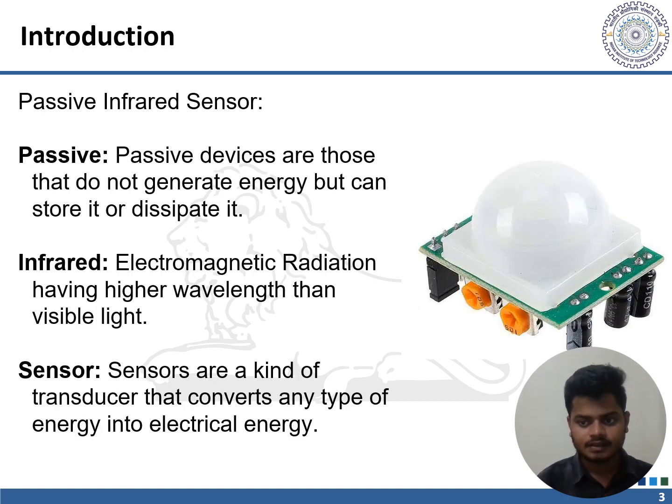PIR sensor means passive infrared sensor. So now we see the meaning of passive infrared sensor. So passive means it is a passive transducer. So it will not generate any energy, but it will use energy to generate the signals. Like in case of PIR sensor, it will use thermal energy to generate voltage difference. Infrared, this means it is an electromagnetic radiation having higher wavelength than visible light, and sensor it will convert any type of energy into electrical signal so that we can study about it.